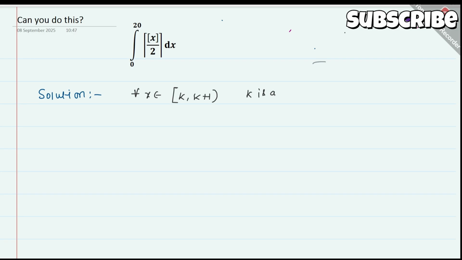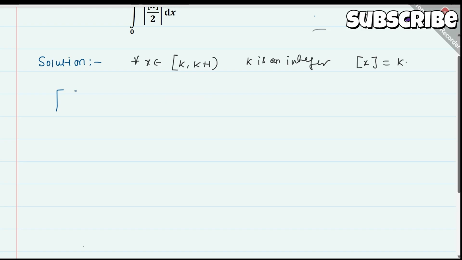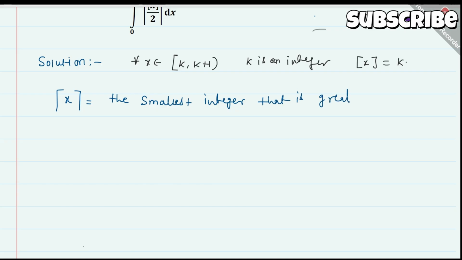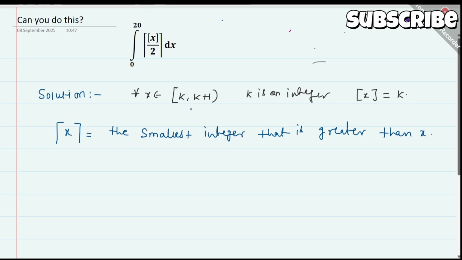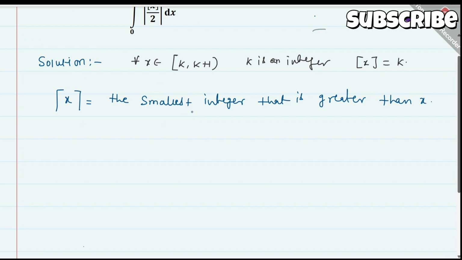the greatest integer function of x is equal to k. And for the least integer function of x, the definition is the smallest integer that is greater than x. So this is the definition of the least integer function and the greatest integer function. Now using these definitions, we are going to find the solution of the above problem.